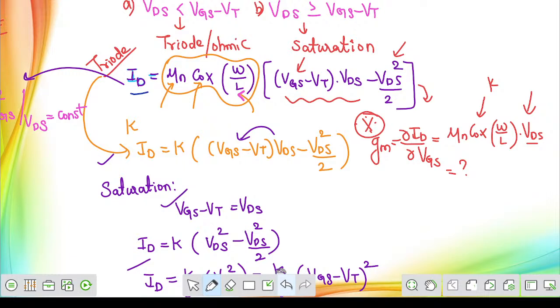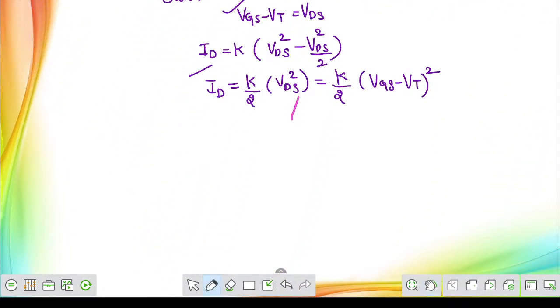Now let us enter into the saturation region. Why am I mentioning this again and again? We are doing this in the triode region, but in the examination, transconductance can be calculated in both regions. In the saturation region also the same question will be framed, and you will be asked to calculate the transconductance. But in the saturation region the drain current formula is different, so the value of the transconductance will also be different. This formula is applicable only for the triode region.